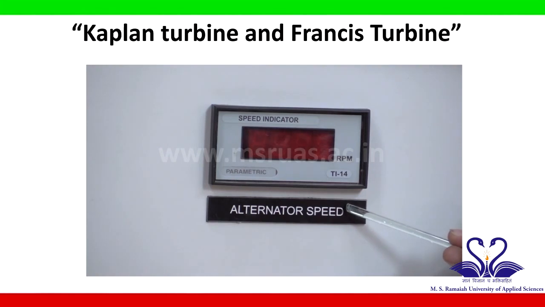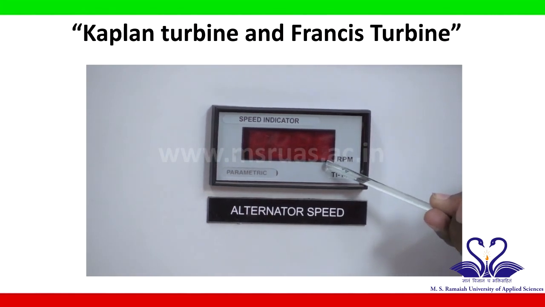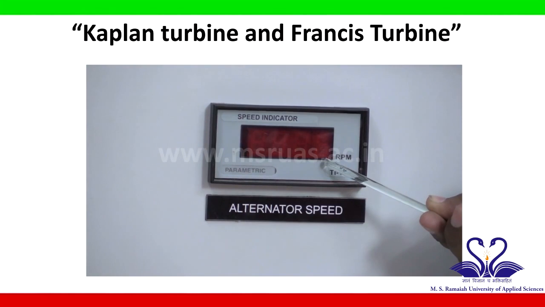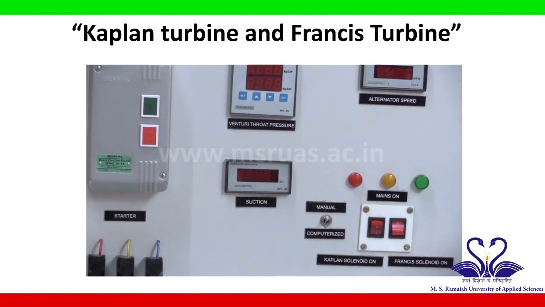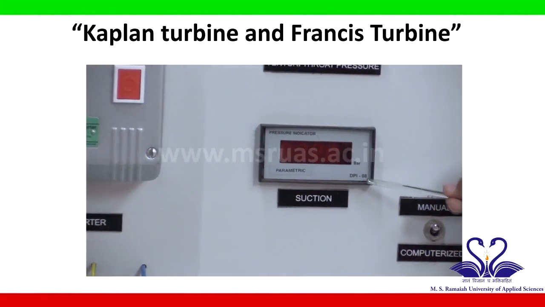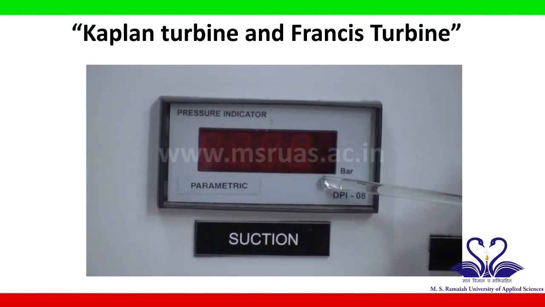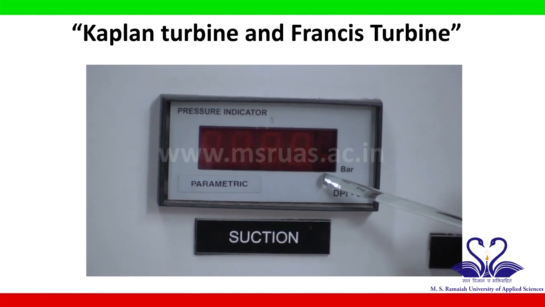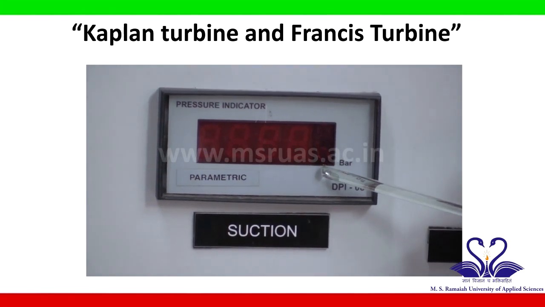Here we get the speed of the alternator, which is measured using the proximity sensor. The measurement, which is indicated over here, is in terms of revolutions per minute. The turbine outlet pressure can be measured over here. The indication is in terms of kg per centimeter square. The measurement takes place just before the draft tube after the turbine exit.